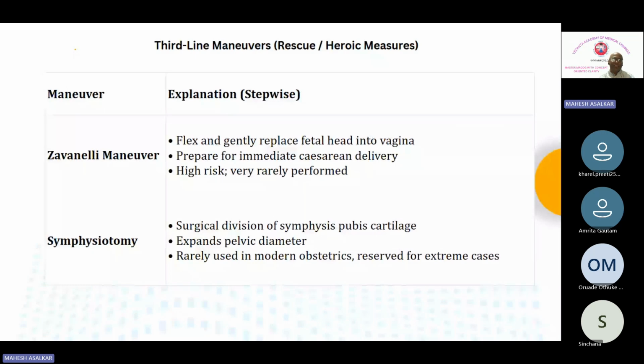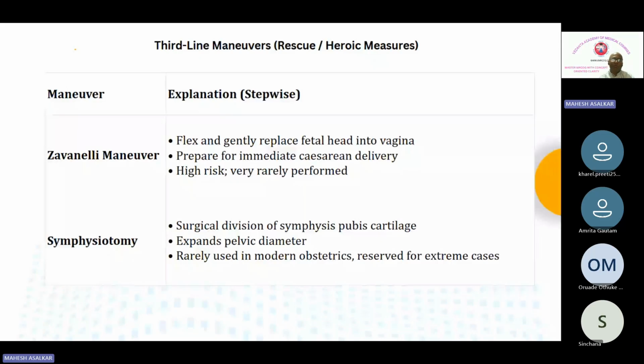The next is the Zavanelli's maneuver. It flexes and gently replaces the fetal head into the vagina. Prepare for immediate caesarean delivery. It is very rarely performed. Then next is symphysiotomy, surgical division of the symphysis pubis cartilage, which expands the pelvic diameter and is rarely used in modern practice, reserved for extreme cases.